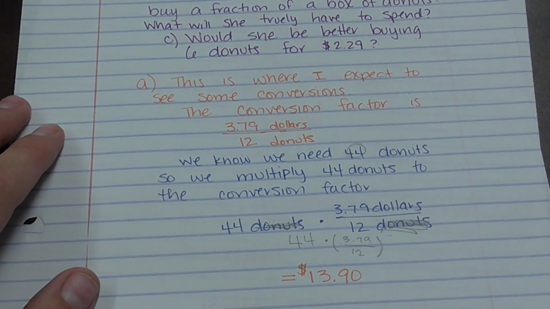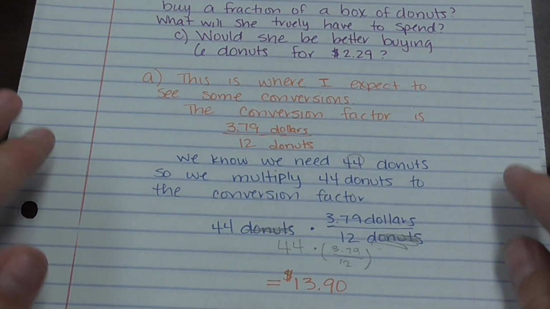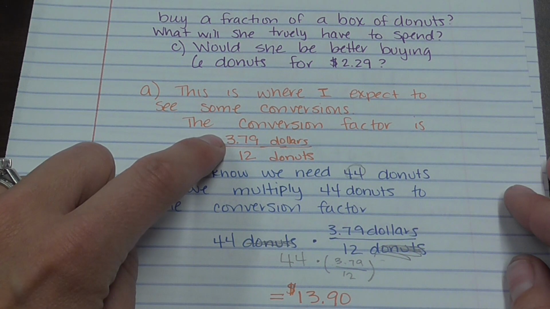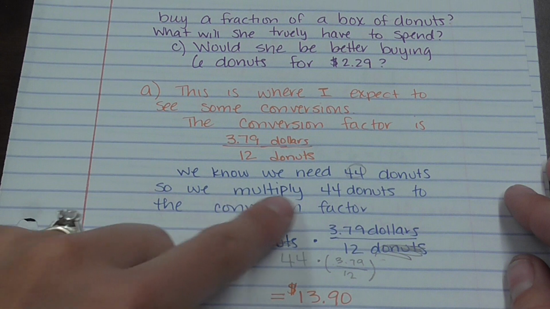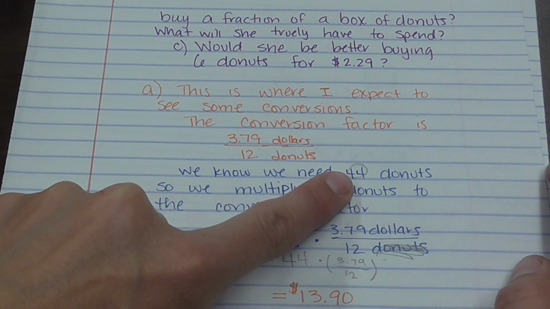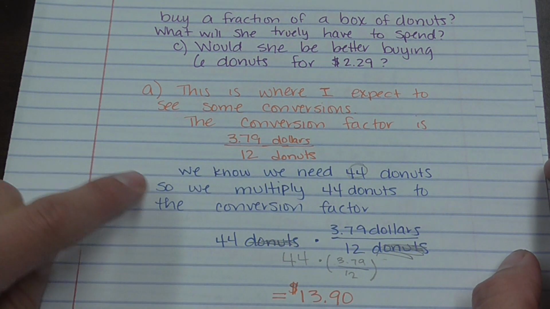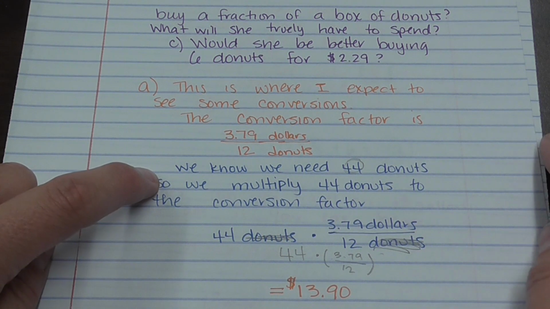For question A, how much do you expect her to pay for donuts? This is where I expect the conversions to come in. Our conversion factor is $3.79 for 12 donuts. We know that we need 44 donuts because there are 22 students and she wants to get them 2 donuts each, so I multiplied 22 times 2. What we're going to do is multiply 44 donuts by the conversion factor.